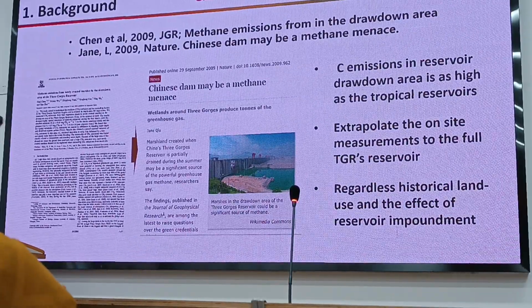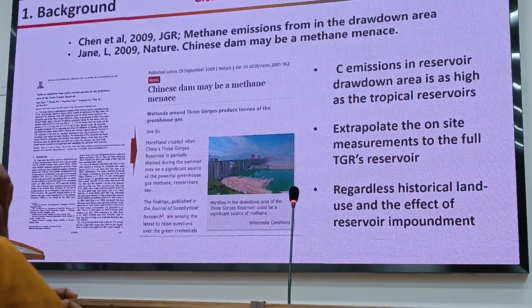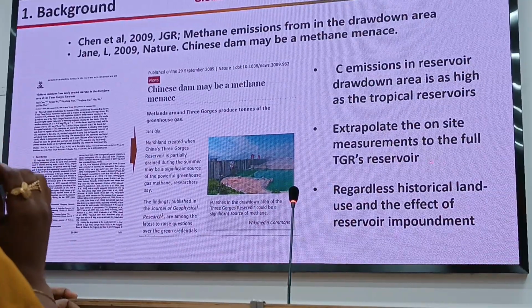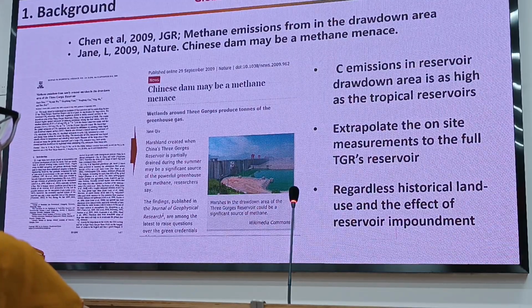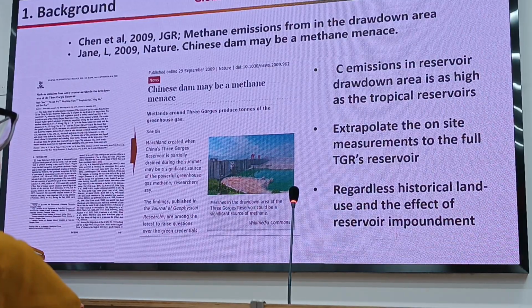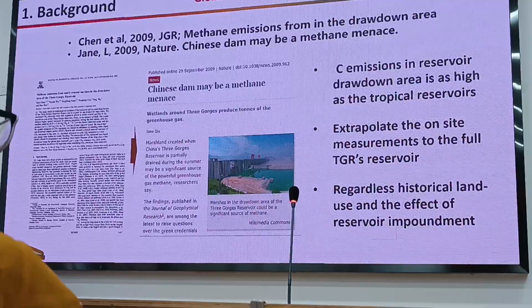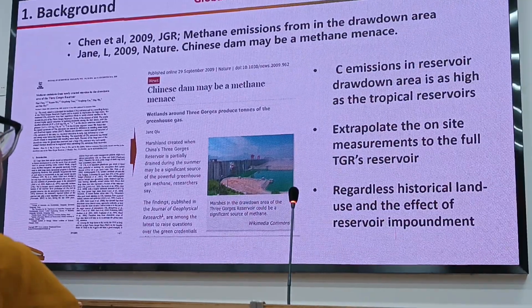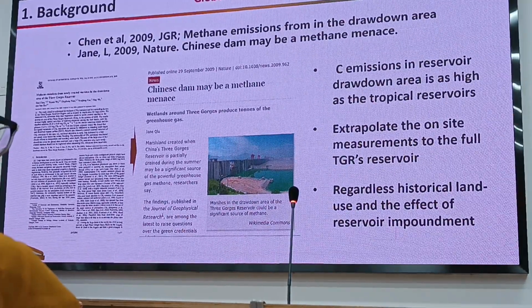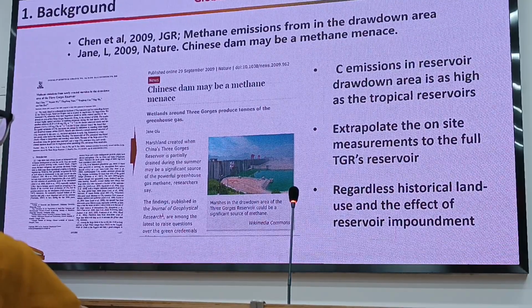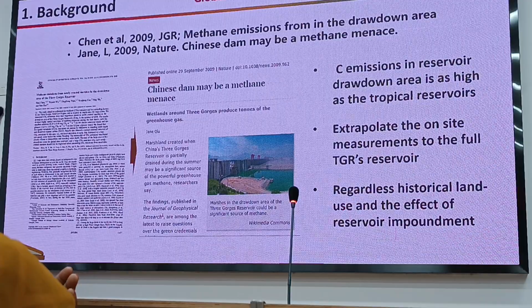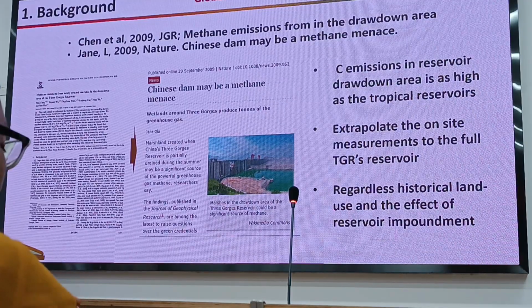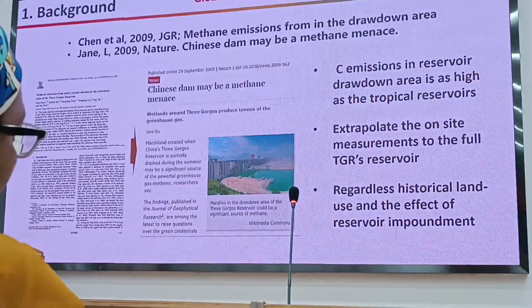And also, it has a mistake. It extrapolates the on-site measurement to the full reservoir. This is a flux, but it extrapolated. From one site, they take measurements and they see a very high emission, and they just blast the whole reservoir area. So that's unreasonable. So you can still find this paper. And also, it disregarded the historical land use and the effects of the reservoir economy. These are some mistakes in this paper.